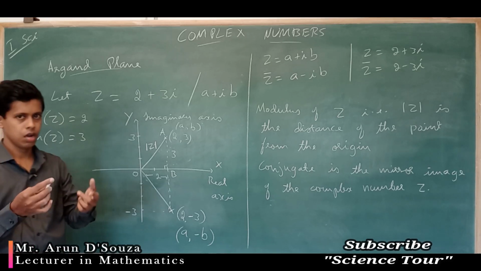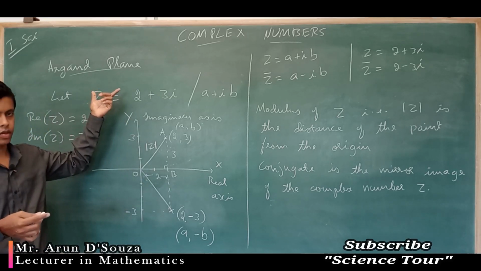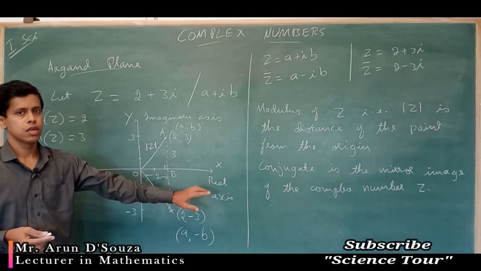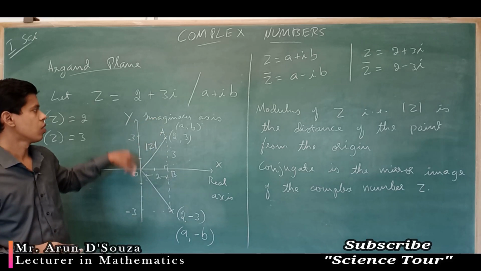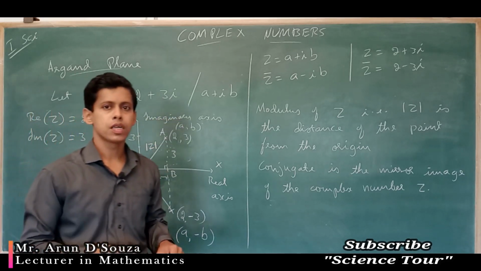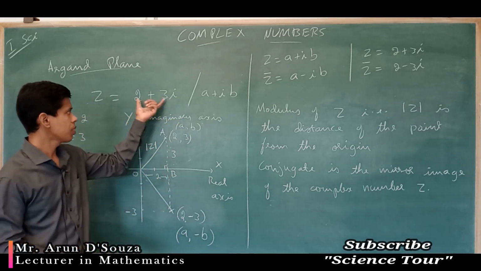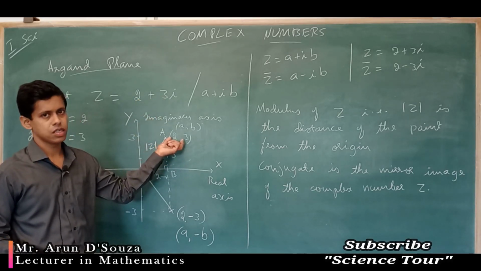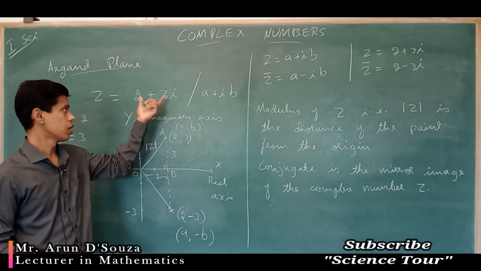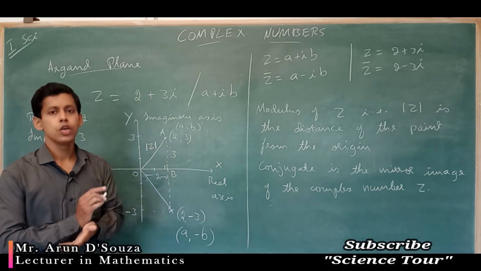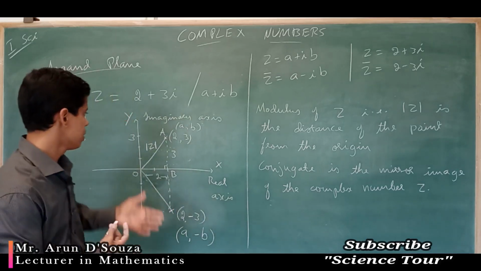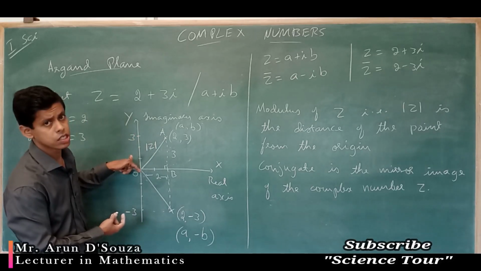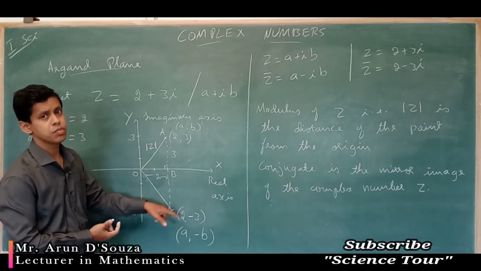So I'll just recall what I mean by Argand plane. The Argand plane is the plane where the x-axis represents the real part of the complex number and the y-axis represents the imaginary part. Any complex number can be plotted in the graph, and that represents a unique point. So every complex number is related to a unique point in the plane. And what is the modulus? Modulus is the distance of the point from the origin. And conjugate is the mirror image.